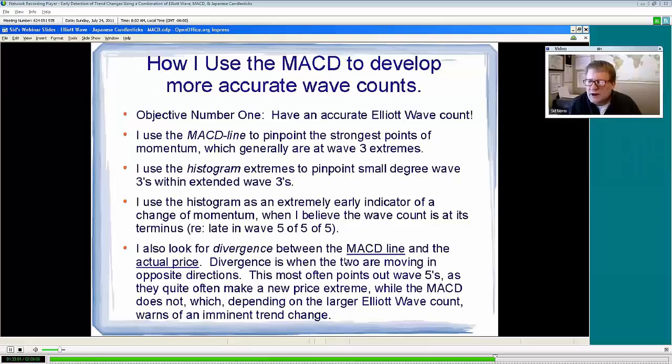I'm getting a question: how can I get confirmation of my reading of Elliott wave? When do I know that it's correct? I'll show you. We're getting right to that, John.